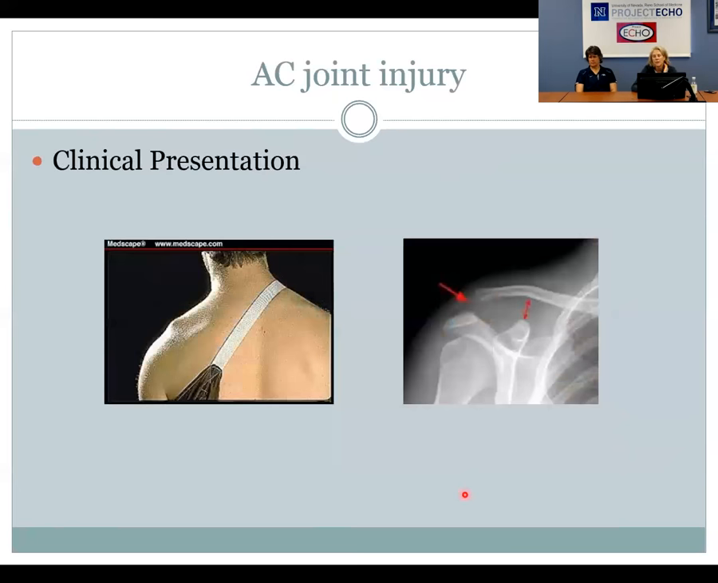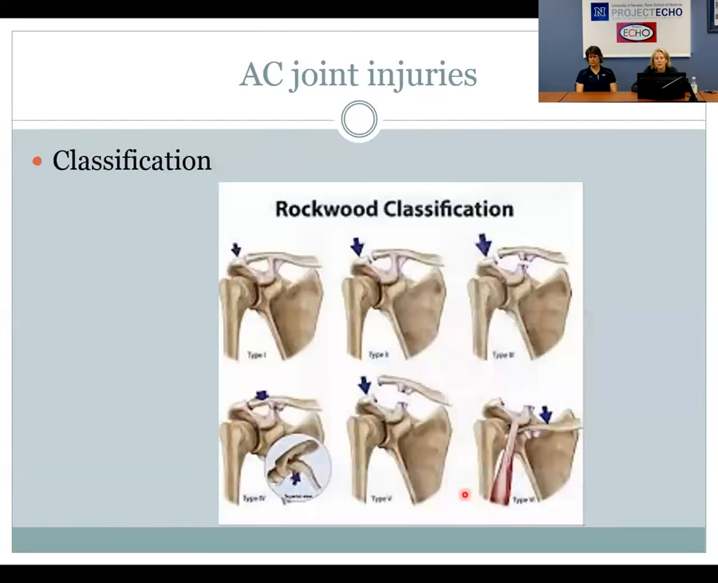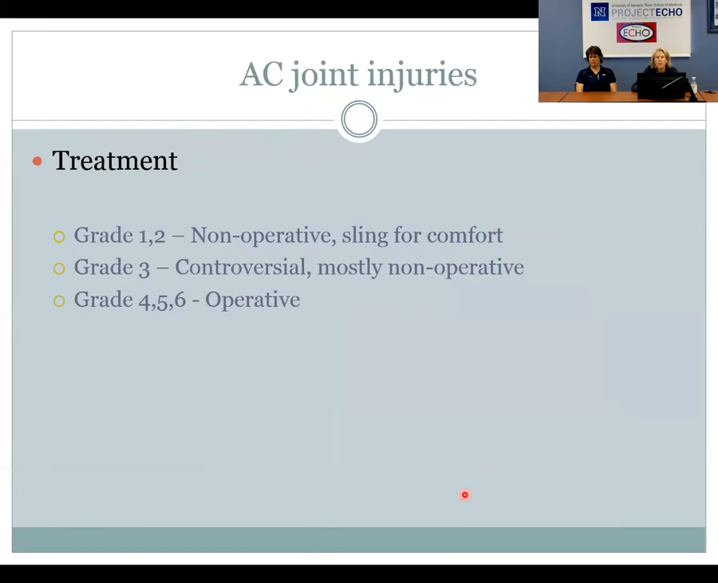The x-ray shows some elevation of the distal clavicle relative to the medial acromion. There's a classification system, the pretty classic Rockwood classification, and this is pretty easy to find. The type 3 injuries are mostly what we see in terms of what comes in with an obvious bump on the shoulder, and treatment for them is really controversial.